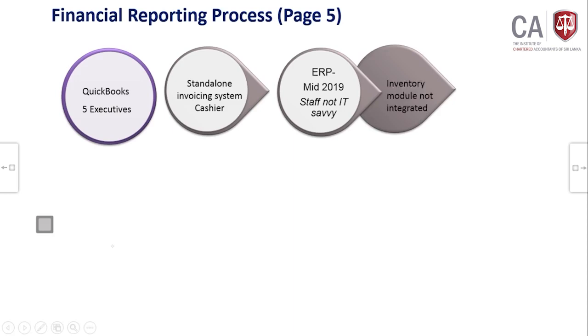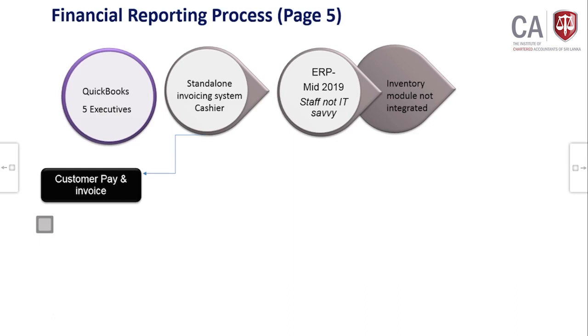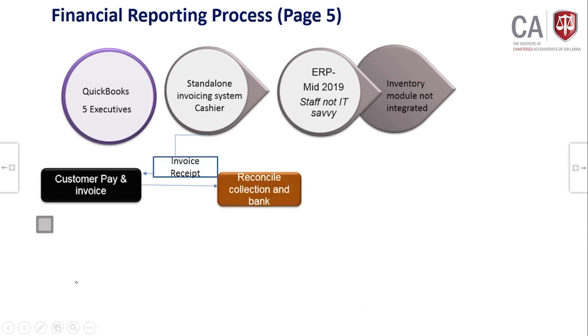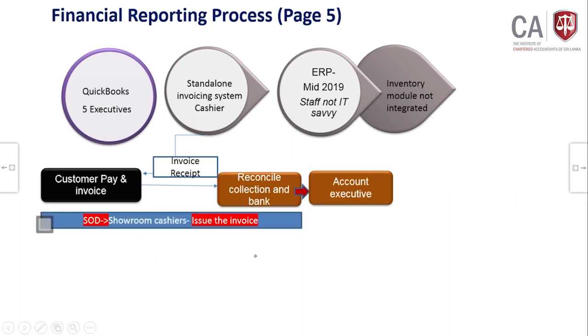And then another thing, the inventory module is not integrated. Now you see how many systems are in this case study. They say there is QuickBooks, the invoicing system, the inventory module, and the ERP is partly done. So all this information was given as a part of the pre-seen. Then additionally, how it works: when a customer pays, the invoice is given by the cashier. So the invoice comes, and based on that, the revenue collections and banking happen. That is again done by the cashier, and then the information is passed to the accounts executive.